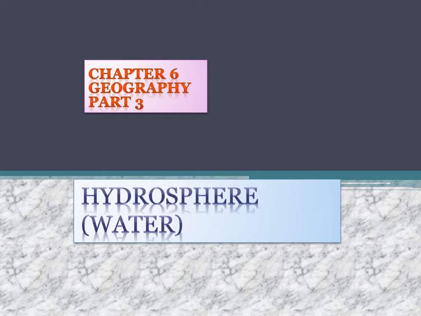This video is for chapter 6 Geography part 3 Hydrosphere Water. In this video we are going to discuss tides, water currents, and the significance of ocean and their movement. So these are some of the important topics which we are going to discuss in this video.